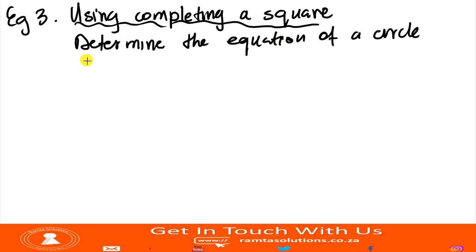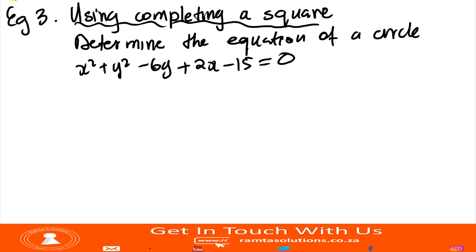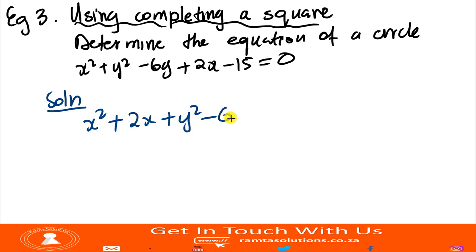What is the center and radius of the circle x squared plus y squared minus 6y plus 2x minus 15 equals 0? With this one, our solution is to complete the square. I'm going to collect like terms and group them: x squared plus 2x plus y squared minus 6y.